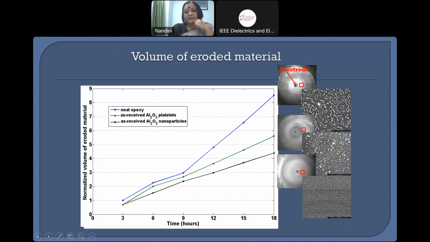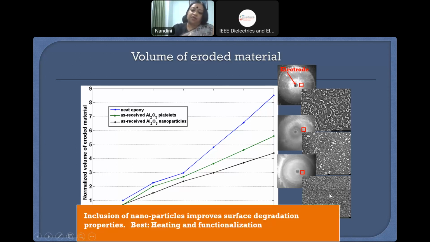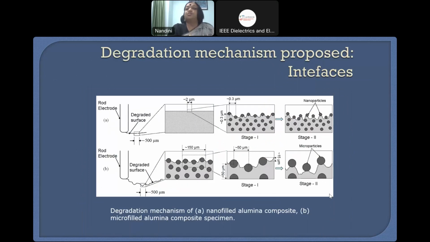And if we look at the SEM images, we can see that the surface is considerably degraded for the epoxy, less degraded for the platelet, and even less degraded when you have a nanoparticle. So basically, we understand that if you have nanoparticles in a material, the material will be able to resist surface degradation. Why should this happen?